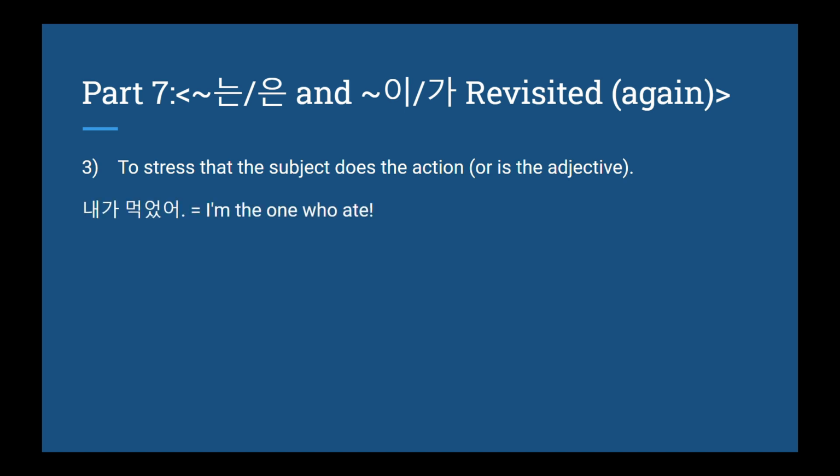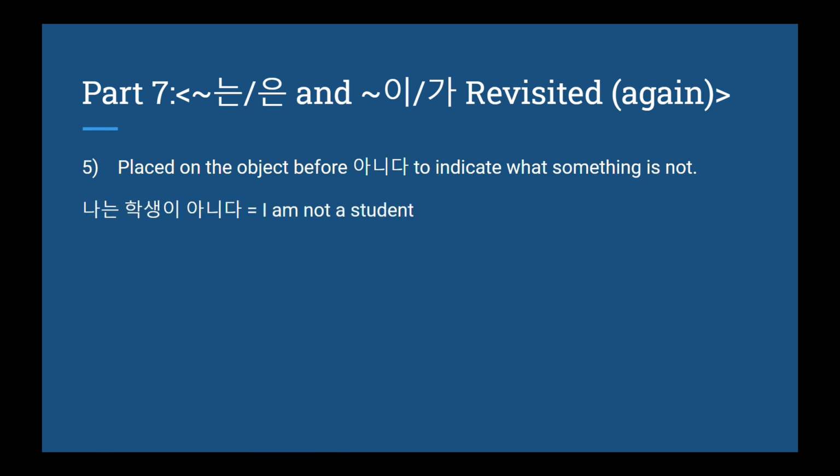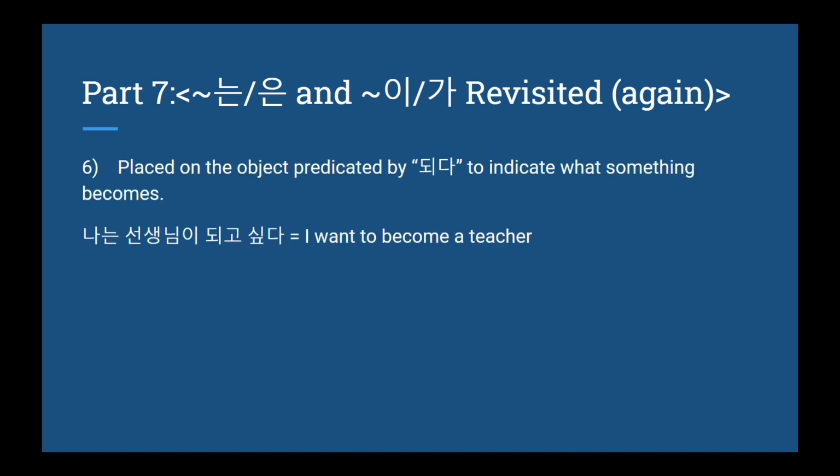And then we learned that we also use it when we have adjectives and we place them on objects in the sentences. So 나는 펜이 있다. We wouldn't say 나는 펜을 있다. Also, same thing with 아니다. We say 학생, 나는 학생이 아니다. And also with 되다. So we say 나는 선생님이 되고 싶다.